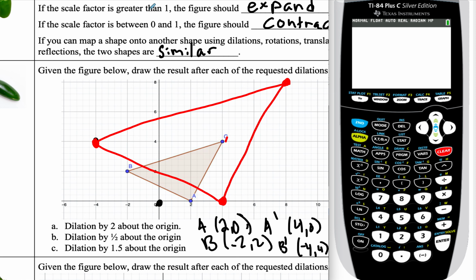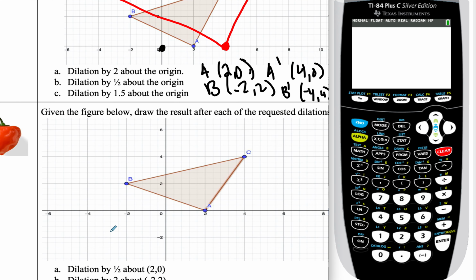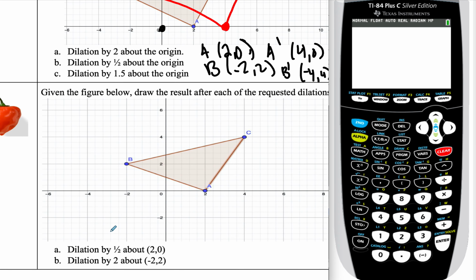Okay, if we want to look at C and C prime, C is, I believe, 4, 4, and here we have 8, 8. So that's an example of one about the dilation about the origin. Here they're going to be pulled in, so only going to be half as far away, and in C they're going to be 1.5 times as far away. I encourage you to reach out to me about that, but for time's sake I'm going to move on and look at one that's dilated, not about the origin.